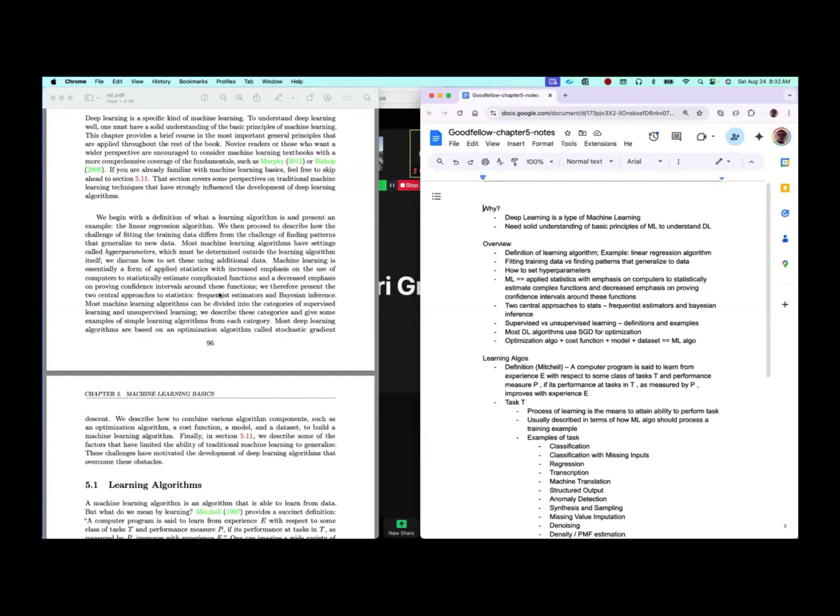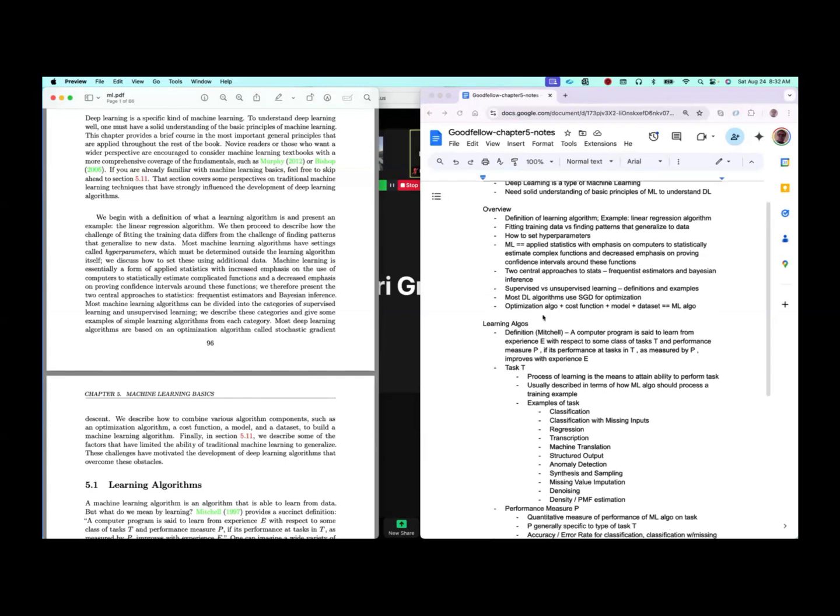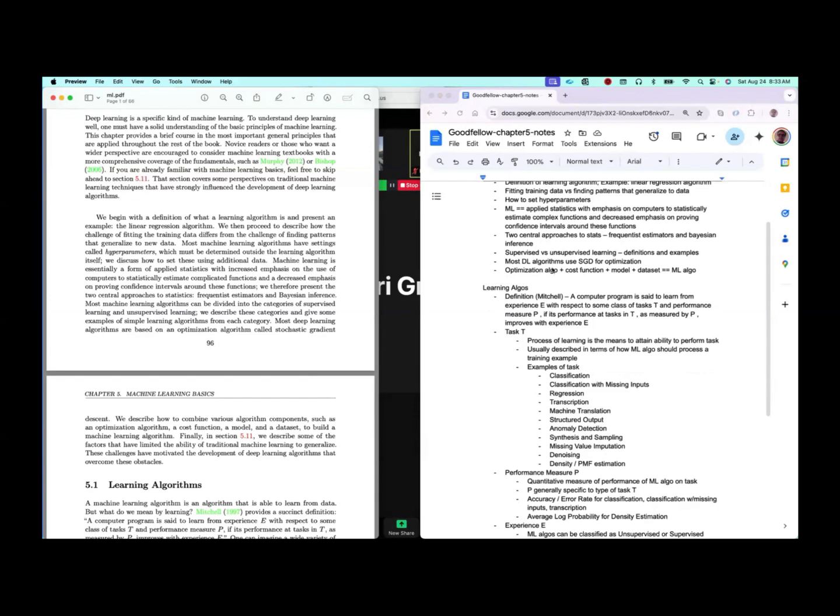I don't think he actually talks about how to set hyperparameters. He just mentions it here. And he defines ML as a form of applied statistics, with increased emphasis on the use of computers to statistically estimate complicated functions and decreased emphasis on providing confidence intervals. So more numerically based setups. This is more background material. I don't think he goes very deeply, at least in the first section, into frequentist versus Bayesian. He also talks about using SGD, stochastic gradient descent.